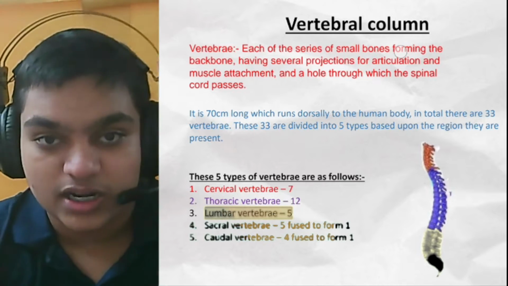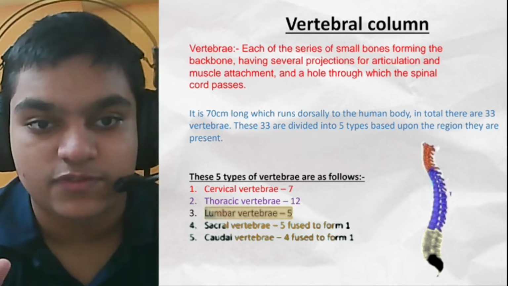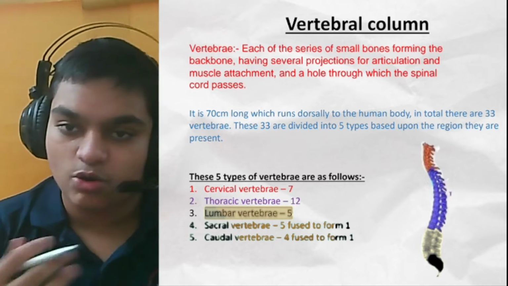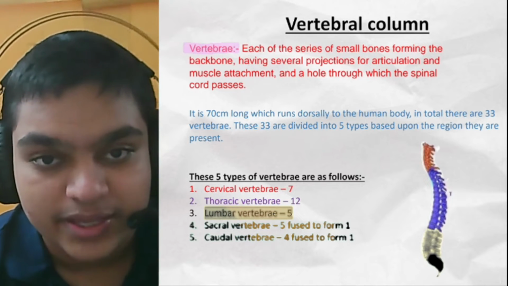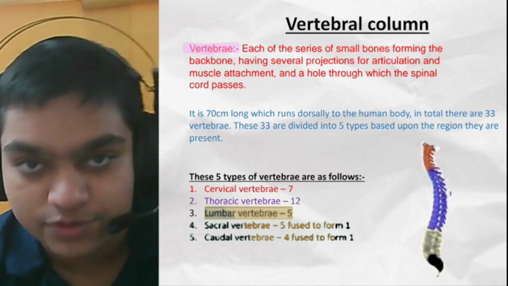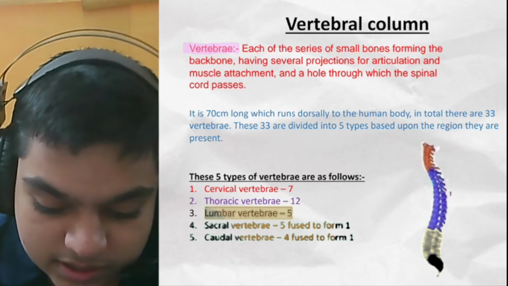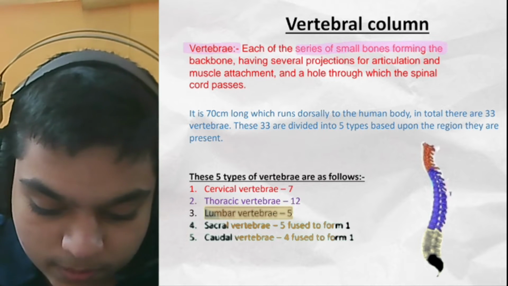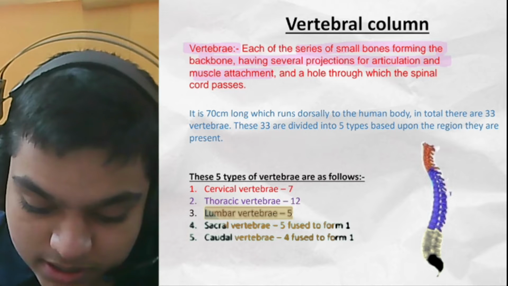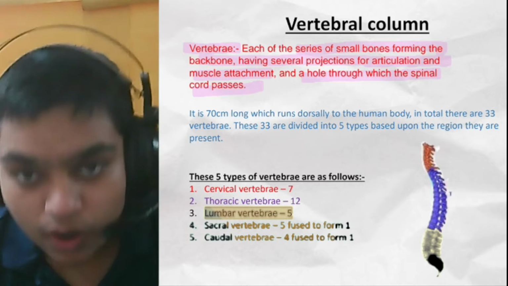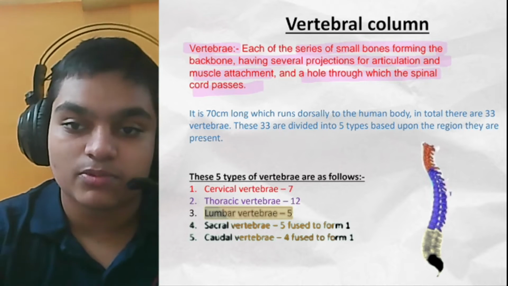Let's start. Before going into the lesson, as always, let us read some basic points. The thing which we have to read here is vertebrae. It is a basic definition which we have to learn before going into the vertebral column. Vertebrae are a series of small bones forming the backbone, having several projections for articulation and muscle attachment, and a hole through which the spinal cord passes. Singular is vertebra and plural is vertebrae.